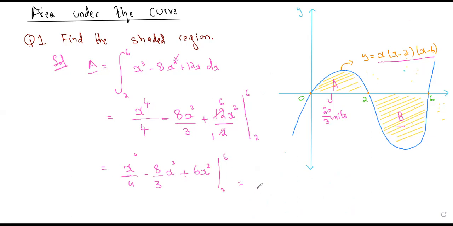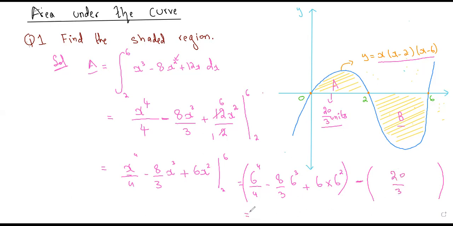Okay. Now let's plug in 6. 6 to the power 4 over 4 minus 8 by 3, 6 cubed, plus 6 into 6 squared. Once we are done with the simplification, this would give you, sorry, this is for the first part, brackets close, minus sign, and then I'm going to plug in 2. When I plug in 2, I would get the same value, 20 by 3, right? Did you understand this? Yes, because initially we have done it for 2. Very good. This is 20 by 3.